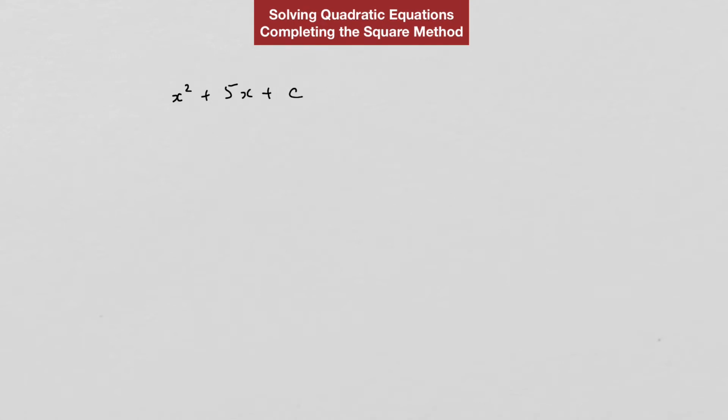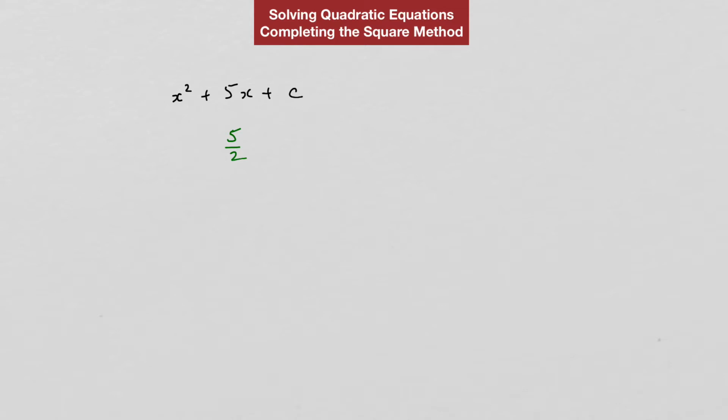Here's another one. We have x squared plus 5x plus c. Okay, again, we're going to focus on this 5. This is the coefficient of the middle term. Again, we're going to take the 5, we're going to divide it by 2, okay, and then we're going to square that result and then substitute that back into our quadratic for c.